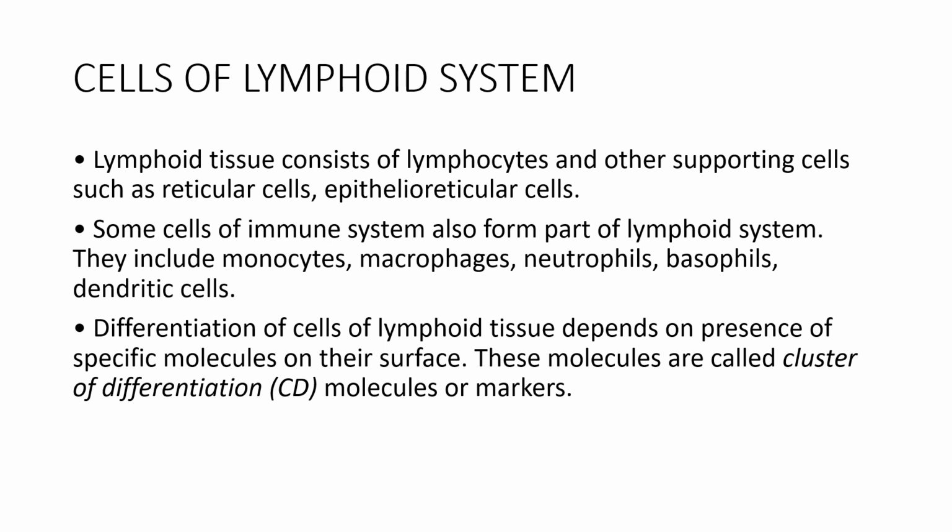Now there are some activated white blood cells which also impart immunity, or they get activated during the immune response. These are monocytes, macrophages, neutrophils, basophils, and dendritic cells. And initially the lymphoid tissue arises from the undifferentiated stem cells. These are immature lymphocytes, and the cluster of differentiation molecules, or the CD molecules, will help in the differentiation of this lymphoid tissue.